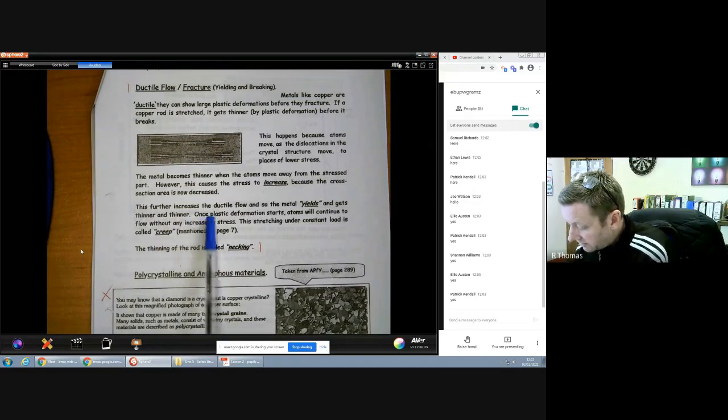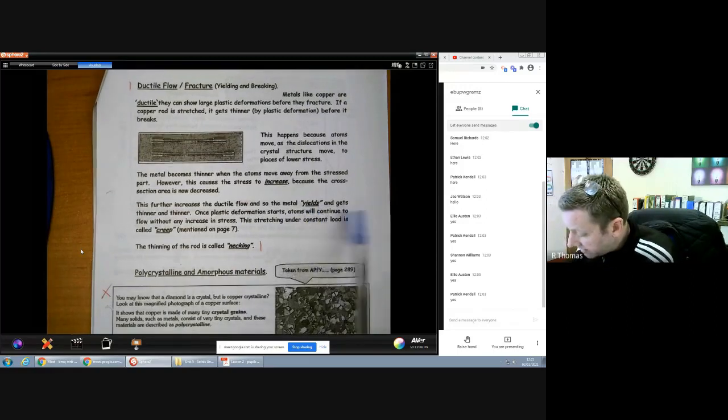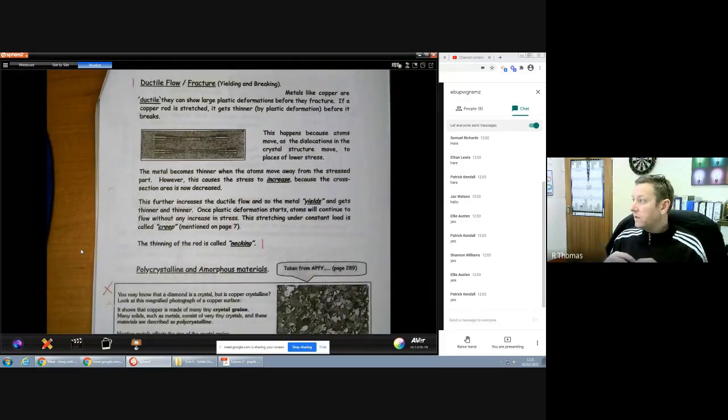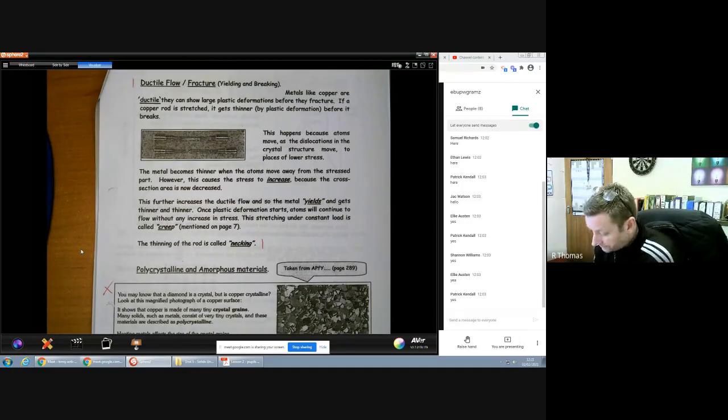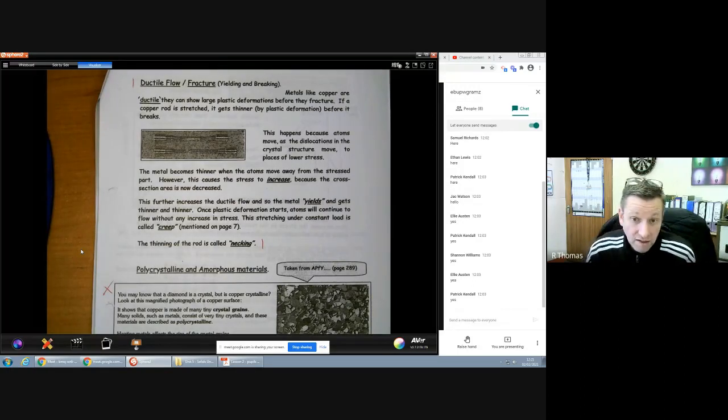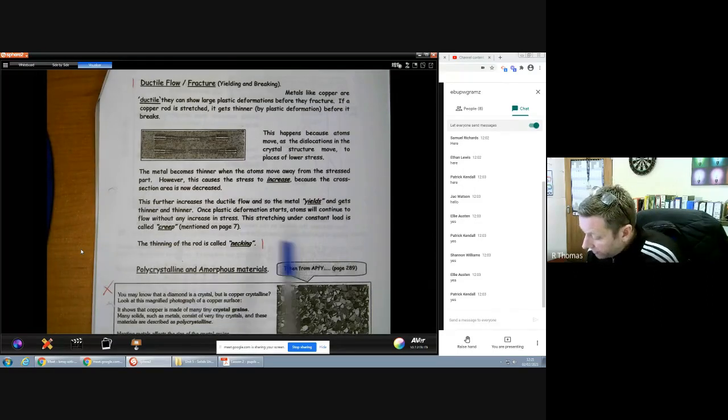This further increases the ductile flow, the stretching out of it, and so the metal yields and gets thinner and thinner. So yields means sort of gives way on an atomic level. You shouldn't be able to grab a piece of metal and pull it and stretch it, but that is why it happens, right? And that's called yielding. And once plastic deformation starts, think of that graph that we spoke about last time, once you hit that point of no return, you'll need less and less stress for it to continue to stretch, until, of course, it will eventually break. Okay? The stretching under a constant load is called creep.